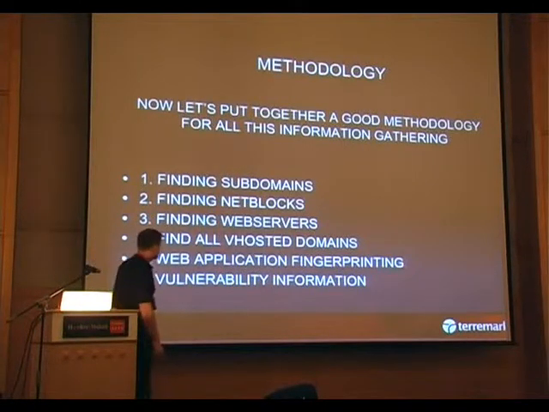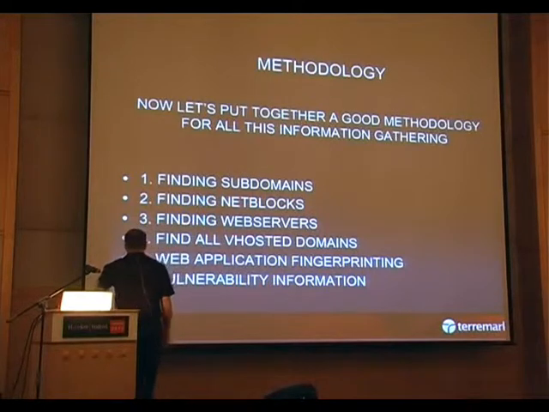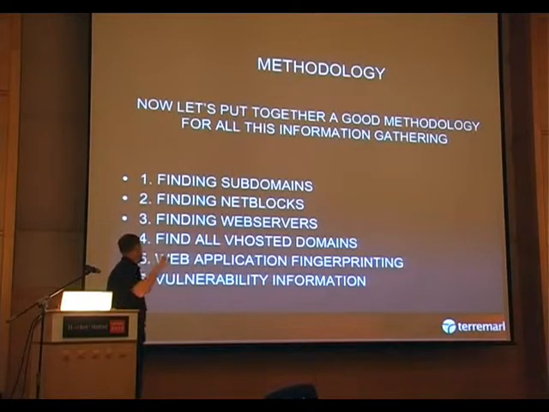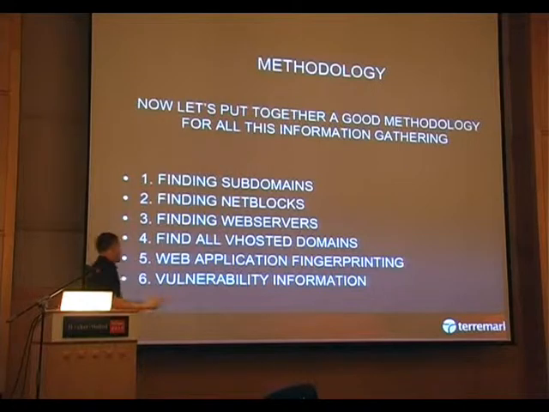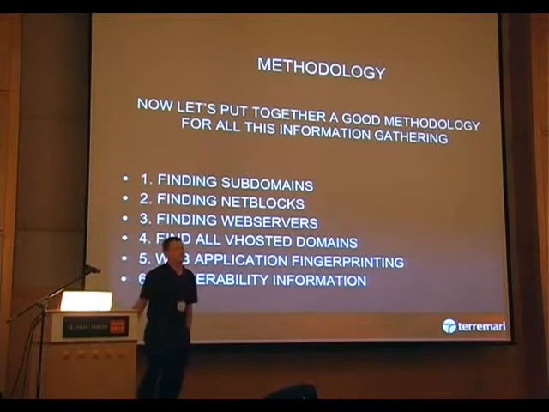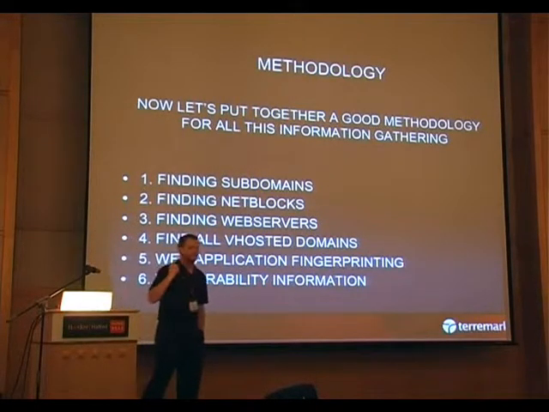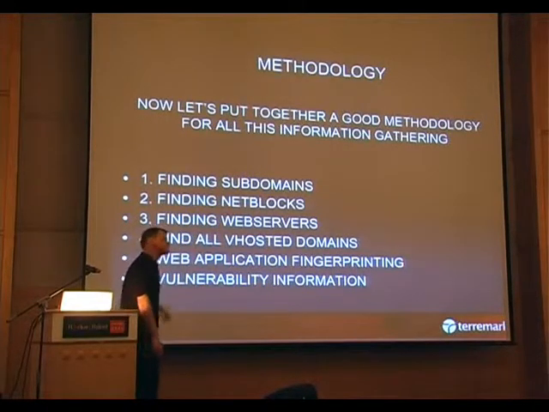So, this is the methodology in a nutshell. First, we're going to find all the subdomains. Once we find all the subdomains, we're going to find all the net blocks. After we find and enumerate what net blocks are out there for that particular organization, we're going to go and find all the web servers in those net blocks. And then once we find all the web servers in those net blocks, then we're going to find all the virtually hosted domains. Now, hopefully everybody knows what a virtually hosted domain is.